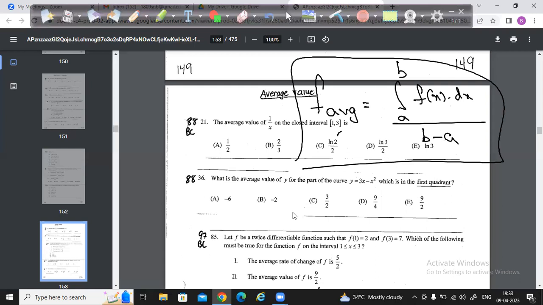You just need to equate 3x minus x square to 0. The moment you equate 3x minus x square equal to 0, you get x is equal to 0 and x is equal to 3. So you just need to find 1 upon 3 integral of 0 to 3, 3x minus x square into dx. That will give you the average value of the given function in that interval.